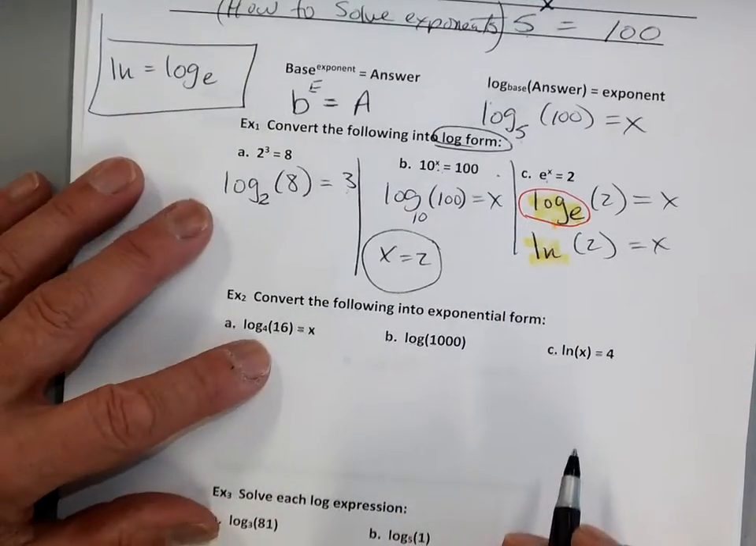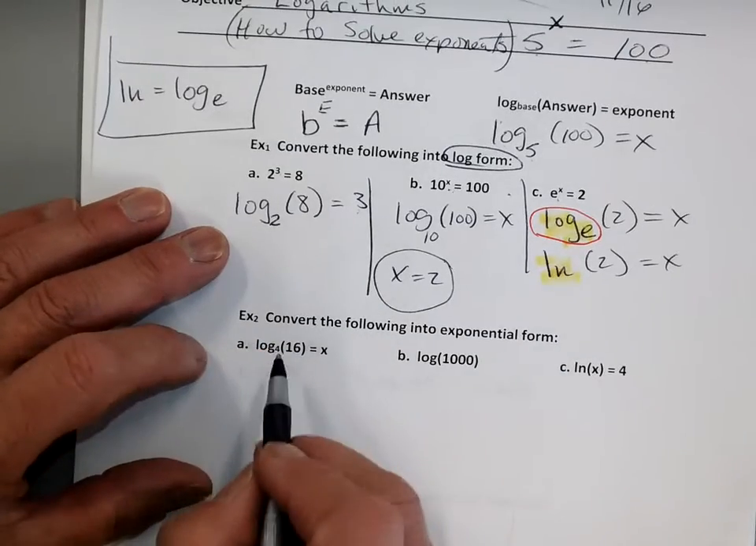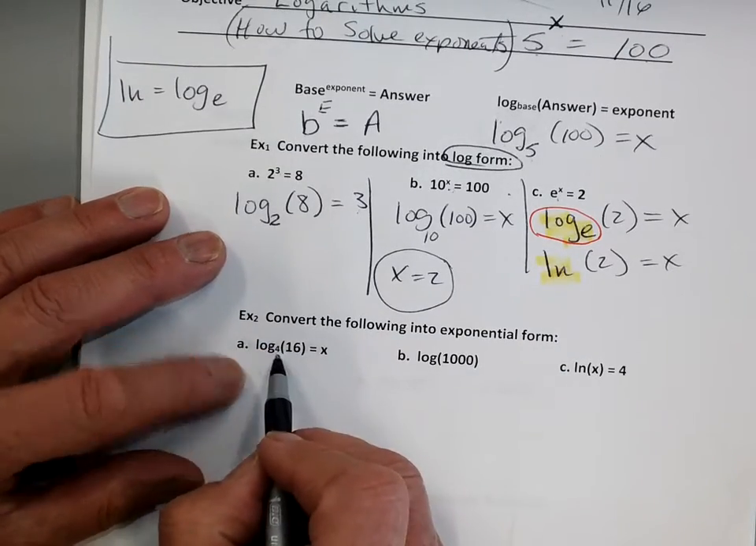Number 2 says we're just going to go the opposite direction. We're going to go from log form to exponential form. The 4 here is my base.